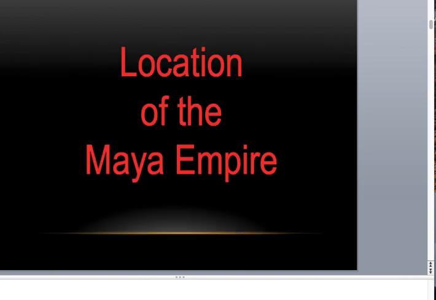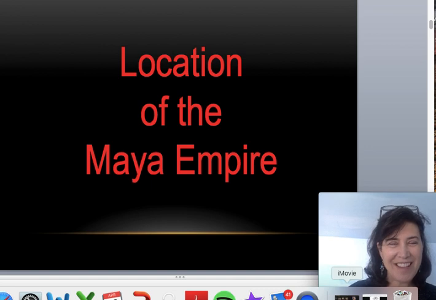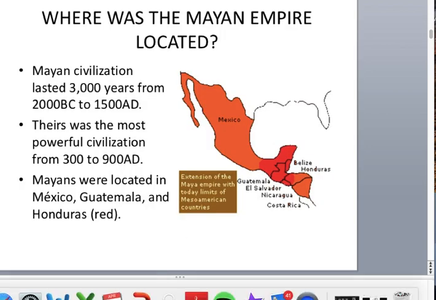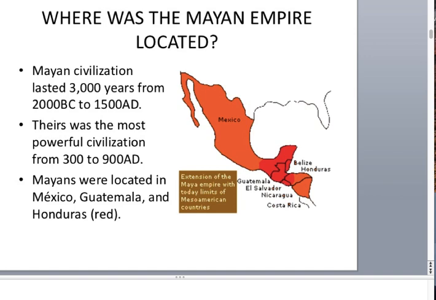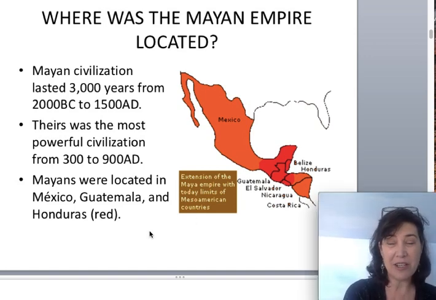All right, so that's your little teaser for the Maya and a little bit of what you're going to expect as what's coming up. First of all, I want to start off today with a little bit about the location of the Maya Empire. It was located, as you can see here, in Mesoamerica and lasted for about 3,000 years. There are still Maya people today.